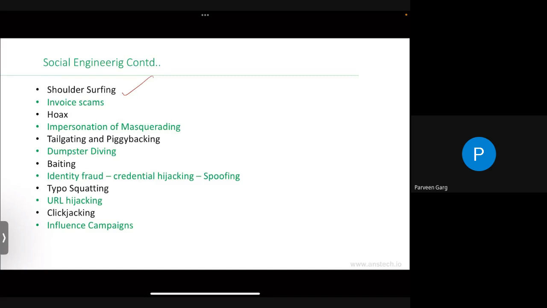Okay. And this attack happened not in one day. It happened over a period of 2 days. Okay. So I was reading it in the paper. So invoice scams do take place. Hoax. I create a hoax that there's a fire in the building. Please vacate. And, you know, then the building is vacated and then you enter the building. Once you impersonate, it's called masquerading. Okay. So once you impersonate a person and try to enter a facility, it's called masquerading.